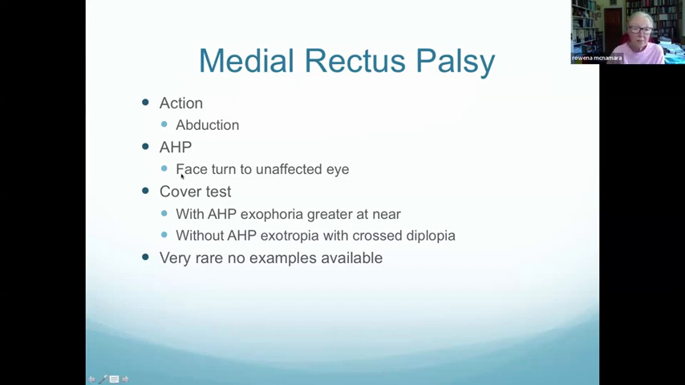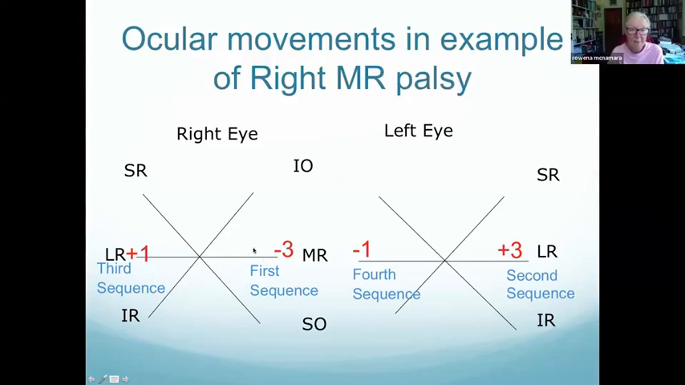But in theory, you would have a face turn and you would have an exophoria in the primary position with the head posture, and an exotropia without the head posture. So hopefully you will never see one either, because they're so rare. This is how the pattern would look on the chart. So just for completeness, we've given an example.